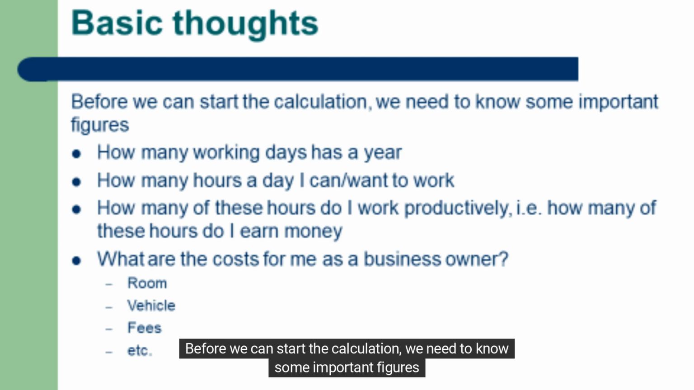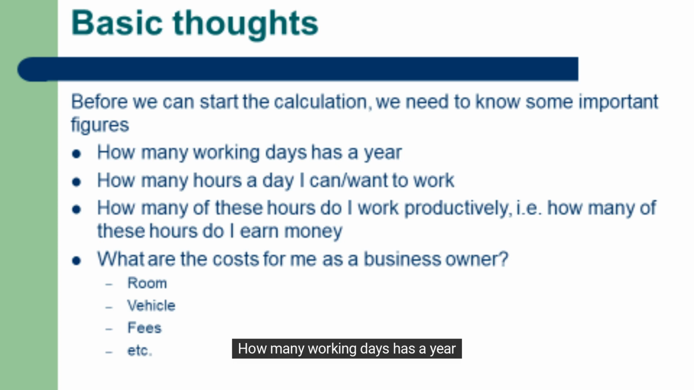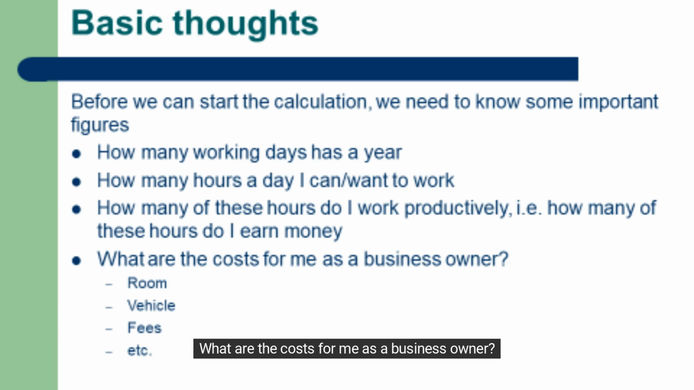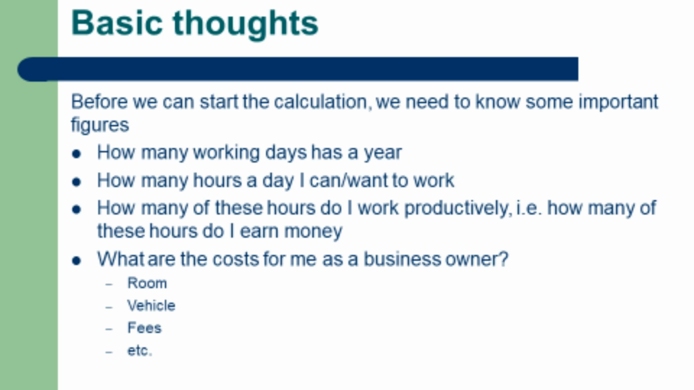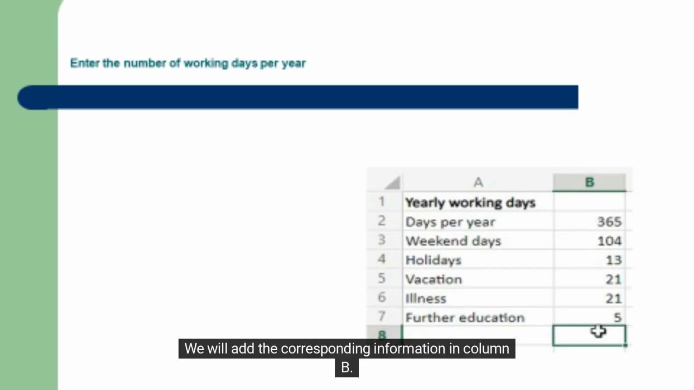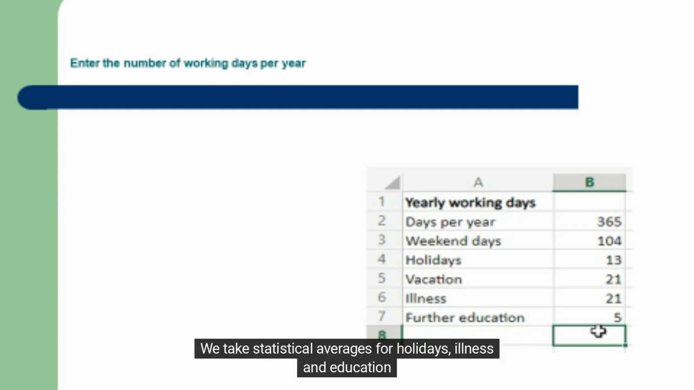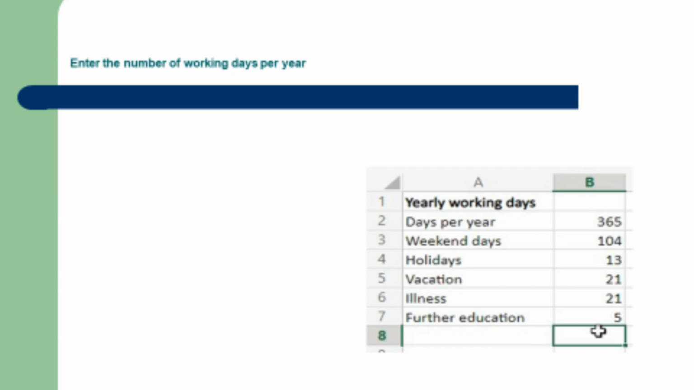Before we can start the calculation, we need to know some important figures. How many working days has a year? How many hours a day I can or I want to work? How many of these hours do I work productively? How many of these hours do I earn money? What are the costs for me as a business owner? Room, vehicle, fees, etc. We will add the corresponding information in column B. We take statistical averages for holidays, illness and education.